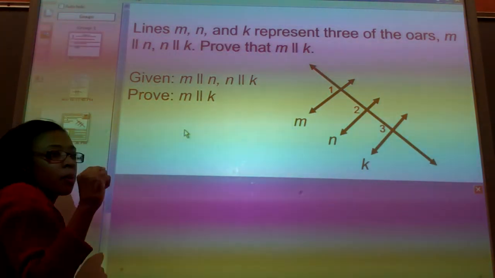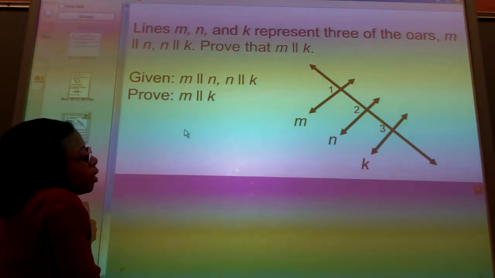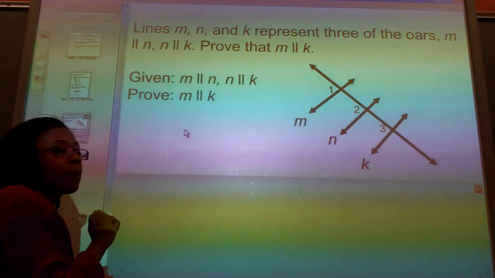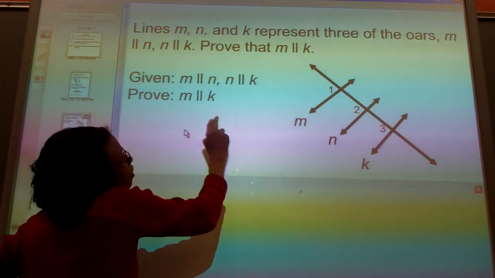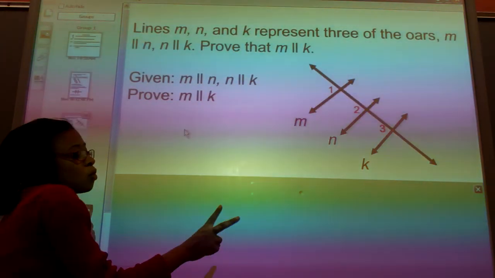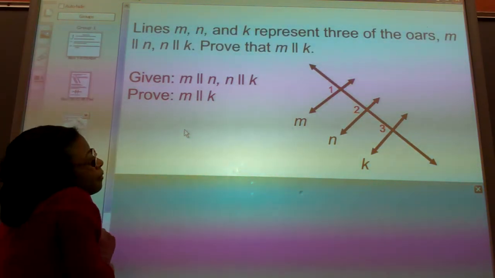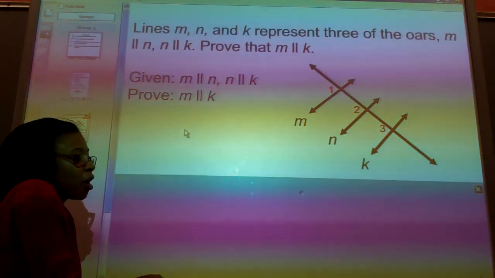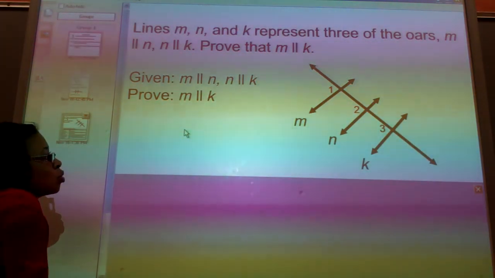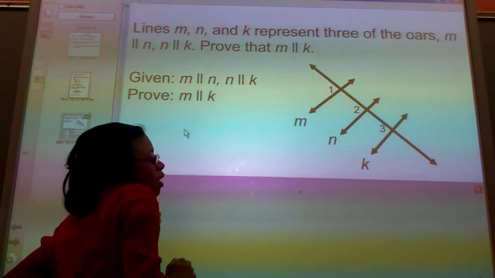So here's our given. Remember, we go through our thought process for writing a proof. If we're doing a two-column proof here, we think number one, what am I given? We're given that these two are parallel to one another. We have a diagram drawn and what's given. We also know that N is parallel to K. So we've done step one. We've thought about what is given. Diagram is drawn. Step two, what am I asked to prove? That M is parallel to K. These two are parallel is what I need to prove.